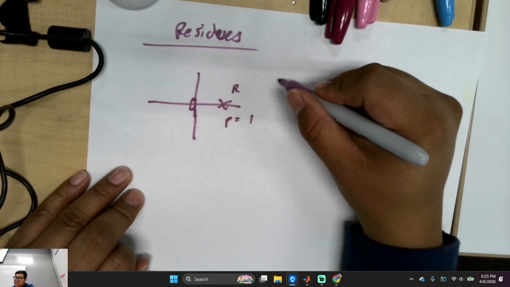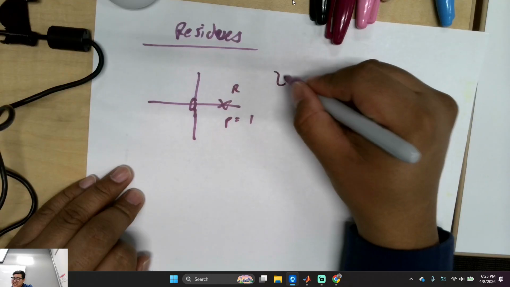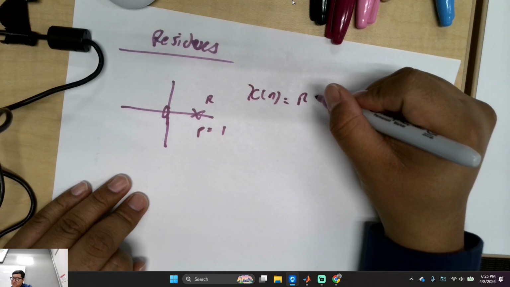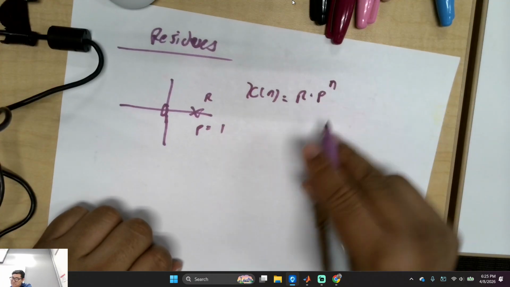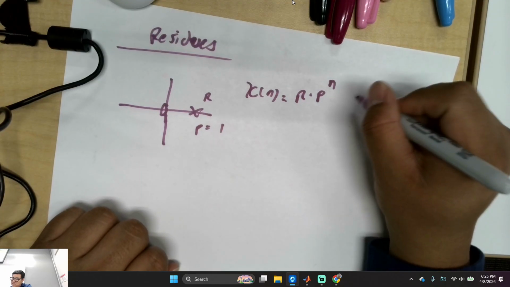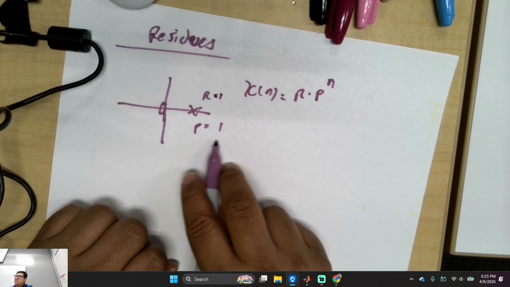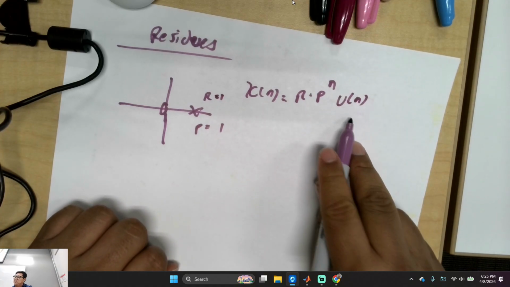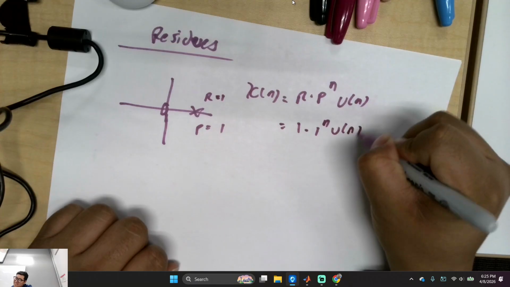All right, so here's the cheat code. x of n is equal to R, the residue, times the pole to the n. Is that cool with everybody? So if my residue is equal to 1 and my pole is equal to 1, then u of n. Don't forget u of n. Is that cool? What's this equal to?